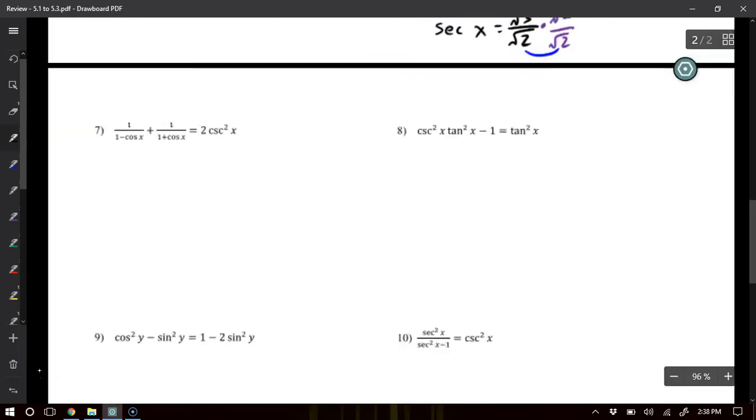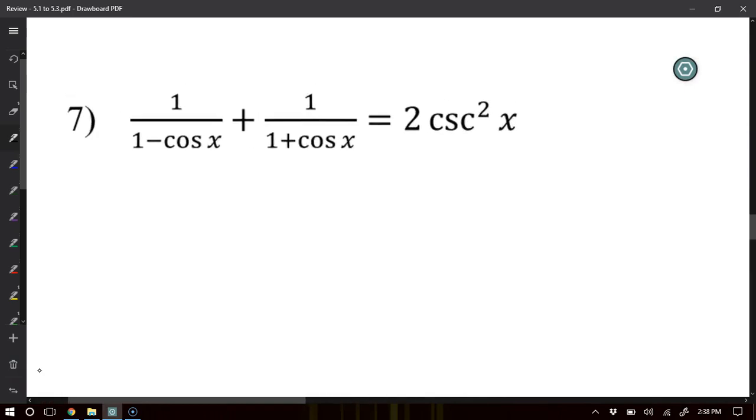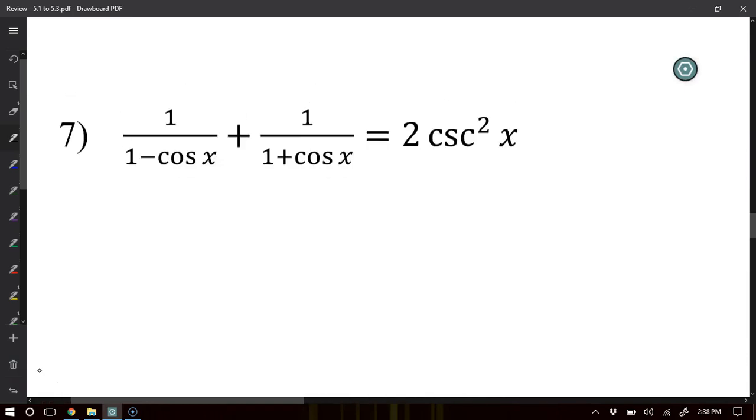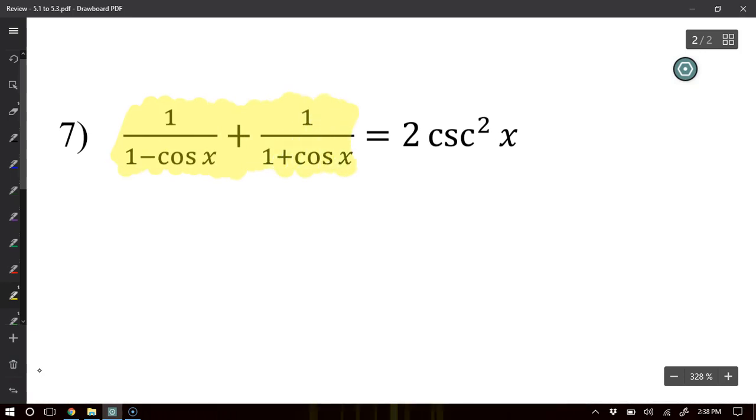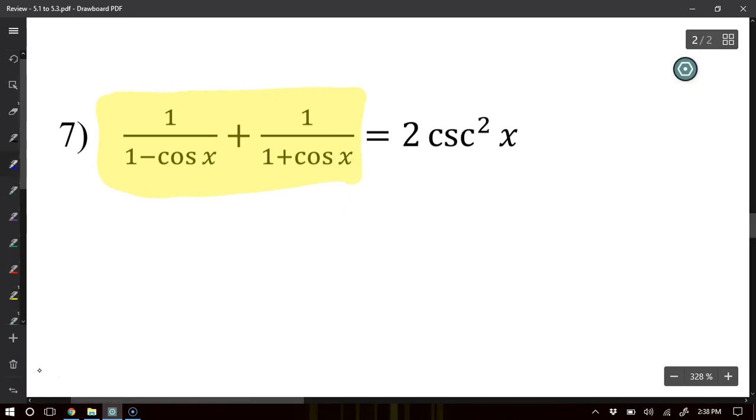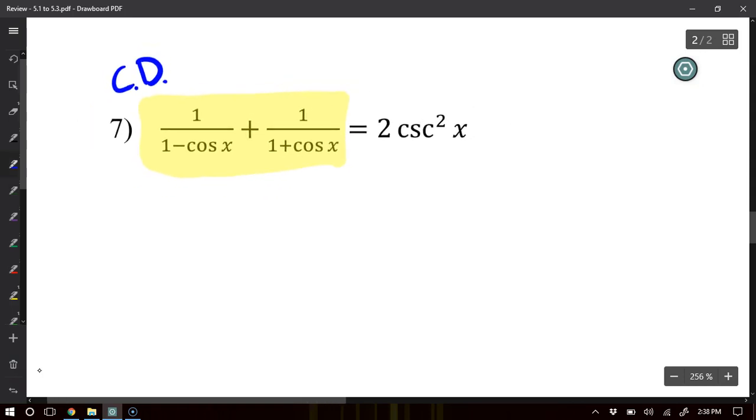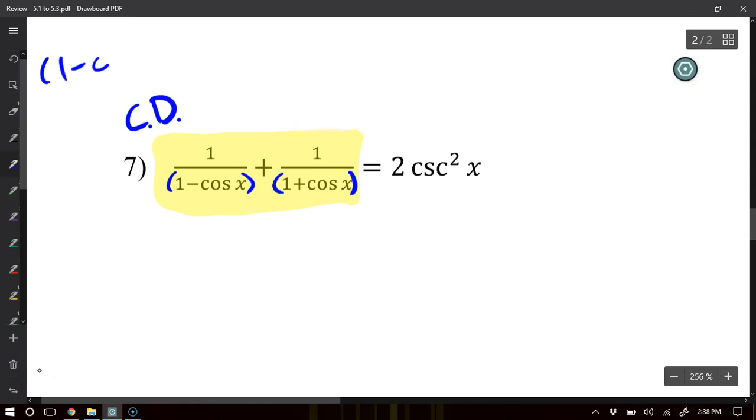Let's look at number 7. Now, number 7's interesting because it looks really complicated, especially with the denominators. But let's talk about themes that appear. When I am adding 2 fractions together, which I can see I'm doing on this left-hand side, the main thing that's repeated in 5.1 and 5.2 is you always need a common denominator between them. And the common denominator in this case, I'm going to put parentheses because these are actually factors. They're binomials. So my common denominator in this case is 1 minus cosine of x times 1 plus cosine of x. So let's create that.